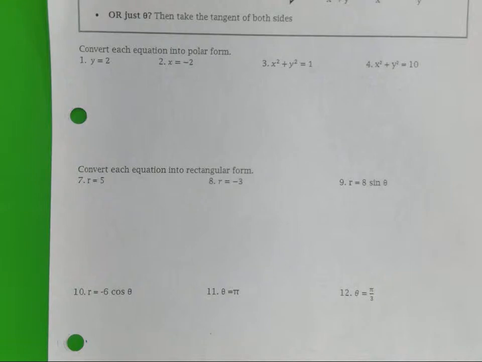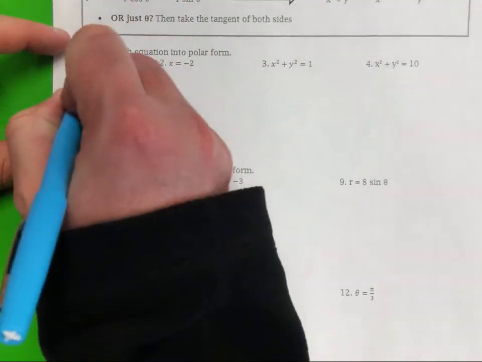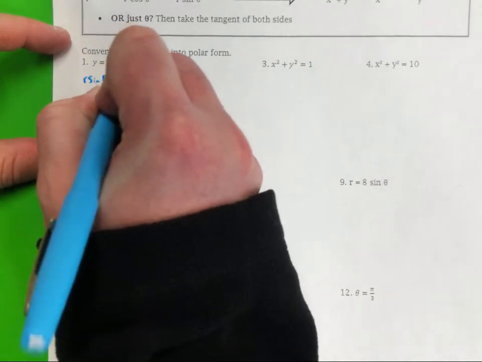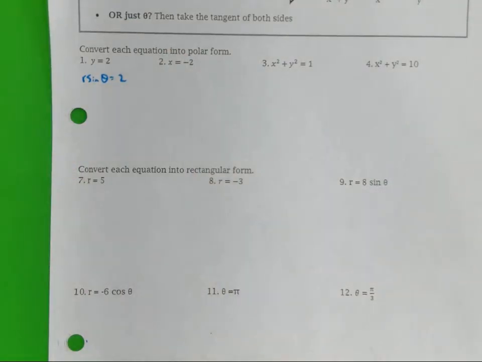Okay, this is what you got to think. What's y equal to here? Can you not just substitute that in for y? Isn't y equal to that? So y equals r sine theta, and then you want to get your r by itself, okay?